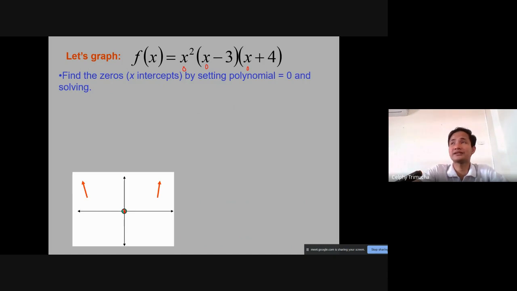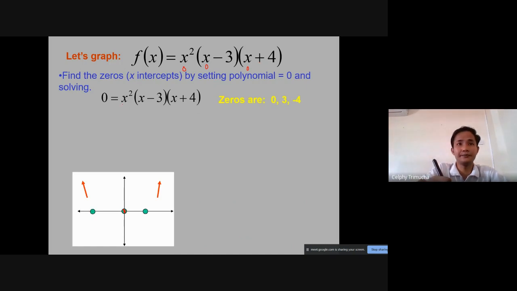Next, find the zeros or the x-intercepts ng atong nga polynomial. So, by letting sa atong polynomial equals to 0, and then pangitawan natin ang atong nga factor. So, we have 0 is equal to x squared, 0 is equal to x minus 3, 0 is equal to x plus 4. So, we have zeros natin will be, okay, this one will be 0, this one will be x is equal to 3, this one will be x is equal to negative 4. So aton zeros are 0, 3, and negative 4.